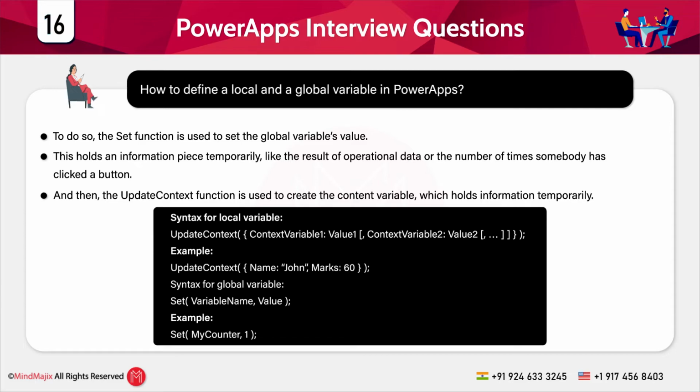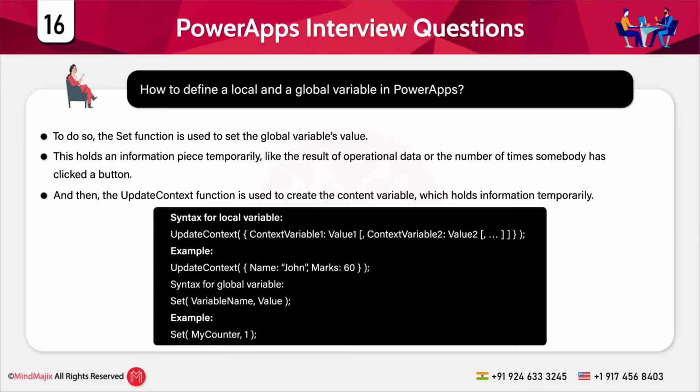So just to give you an example here, you have update context, and inside we have name as John and marks as 60. Okay, so this is just one variable, and here you can create multiple variables as well. So just remember, for a local variable you have to use update context.